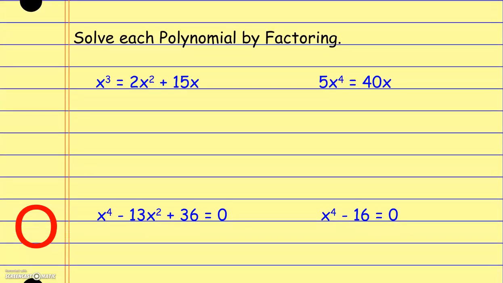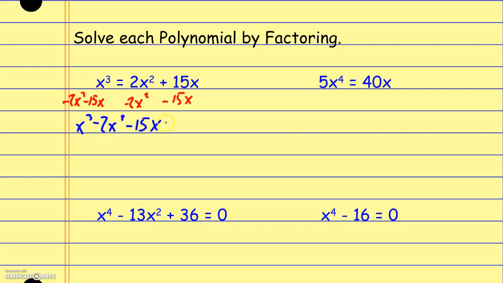For solving these things, we're going to solve by factoring. And essentially what we're going to do here is follow the same process that we've always gone through for solving by factoring. With solving by factoring, we have to get the thing set equal to 0. Then we factor completely, and then we set each factor equal to 0. Okay? So for this one, again, I got to get this thing set equal to 0, so I'm going to subtract the 2x squared and the 15x from each side. And so what that's going to leave me with is an x cubed minus 2x squared minus 15x equals 0.